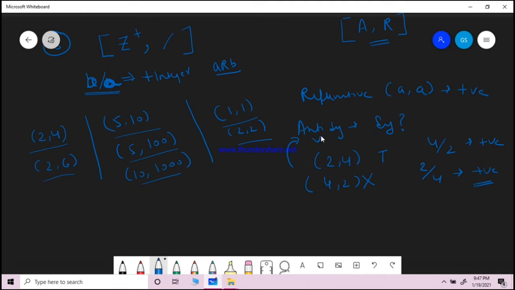So anti-symmetry is true. Let's see the transitivity also, whether transitivity is true or not. If A divides B and B divides C, then you can simply say that A also divides C. Something like this. This is also true. You can check for any random case. So transitivity will also be true in this case. So this is a poset.